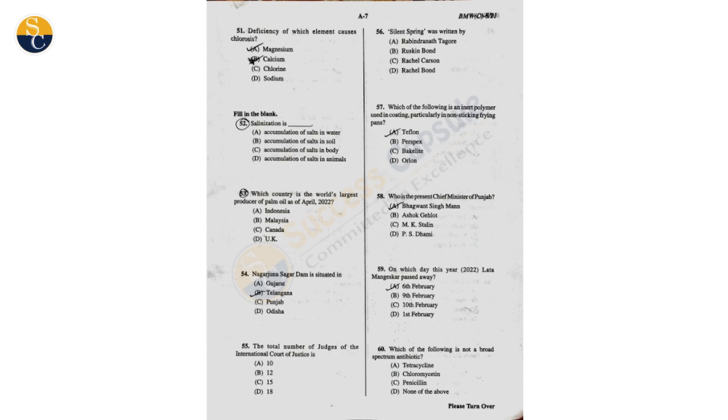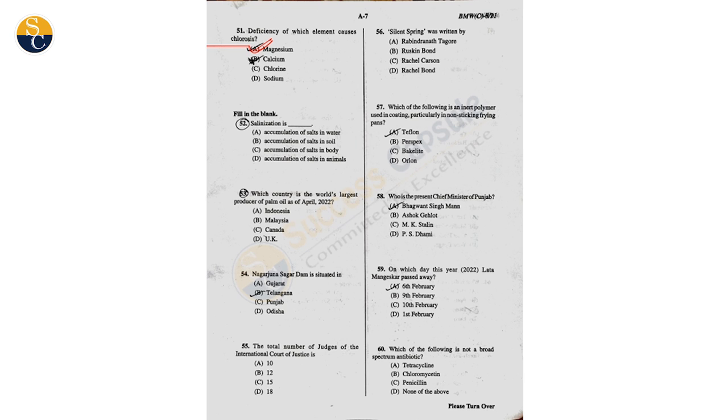Next, question number 51. Deficiency of which element causes chlorosis? Chlorosis is a condition in which leaves produce an insufficient amount of chlorophyll and they turn yellow. So, answer is A, magnesium, because it is the main component of chlorophyll. So, A is the correct answer.